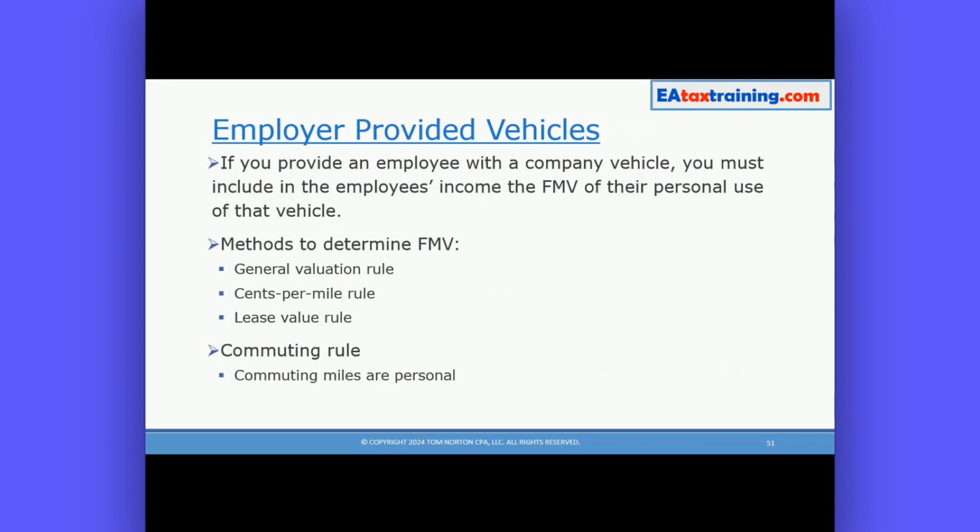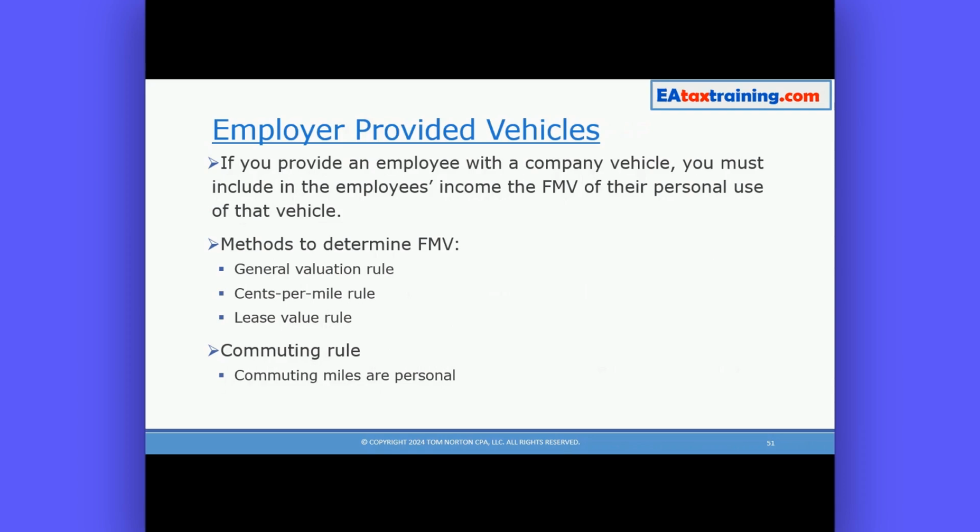And then there is something called the commuting rule, and what that says is that commuting miles are personal. So the miles for getting from your home to your office, those are personal miles. Those are not considered business miles. So you need to make sure when you are figuring out the amount of personal miles that the employee has, that they are including in that commuting miles.